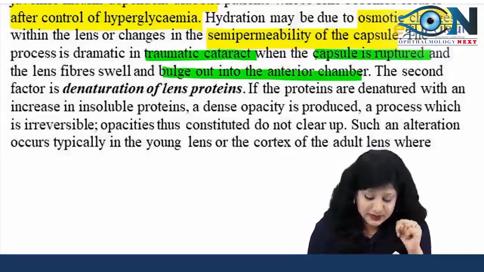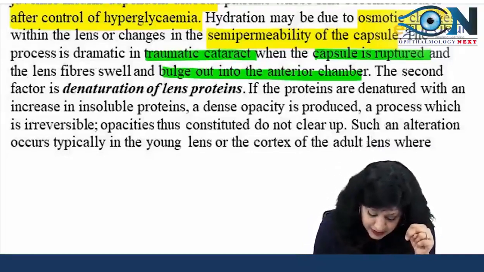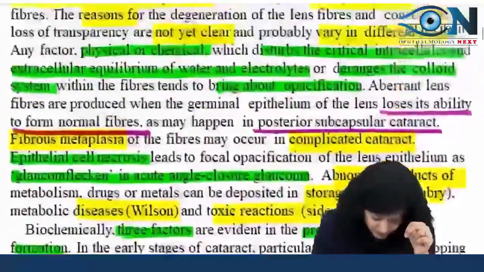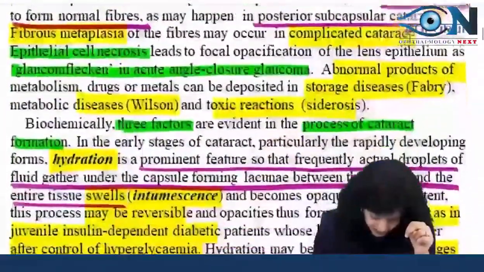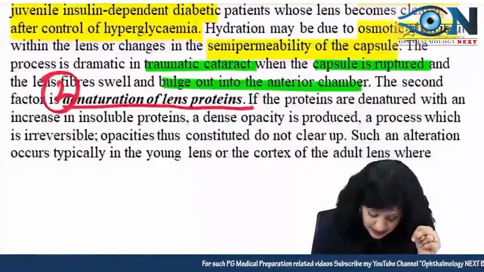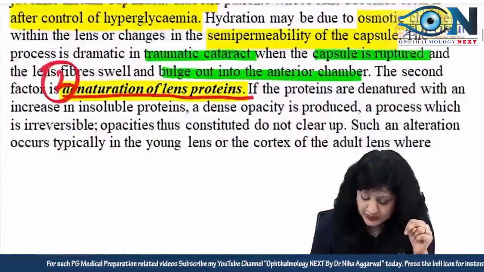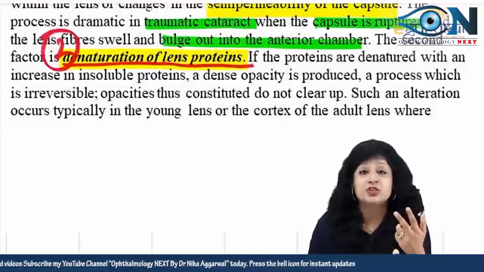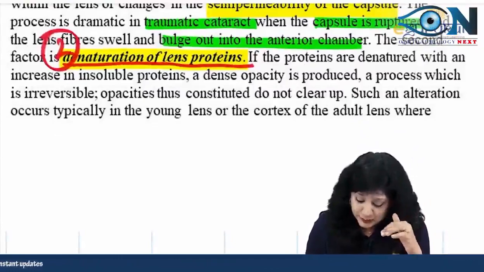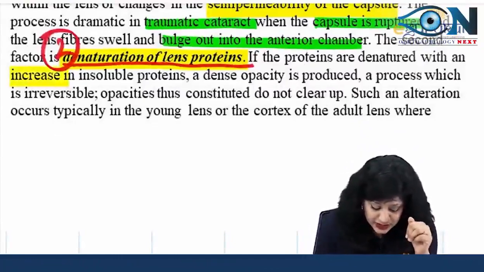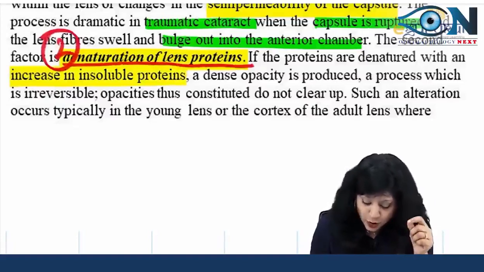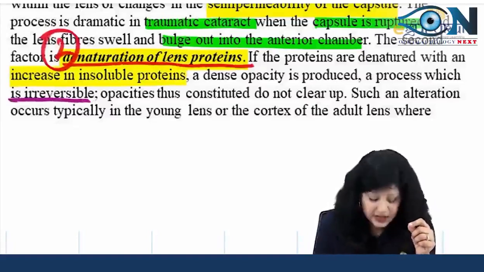Then coming to the second factor, the denaturation of the lens proteins. So I'll mark hydration as number 1, leading to the intumescence, and second is the denaturation of the lens proteins, because whenever we have more hydration, we have denaturation, because the proteins are labile there. If the proteins are denatured, especially if there is an increase in the insoluble kind of proteins, a dense opacification is formed, and this is actually irreversible.